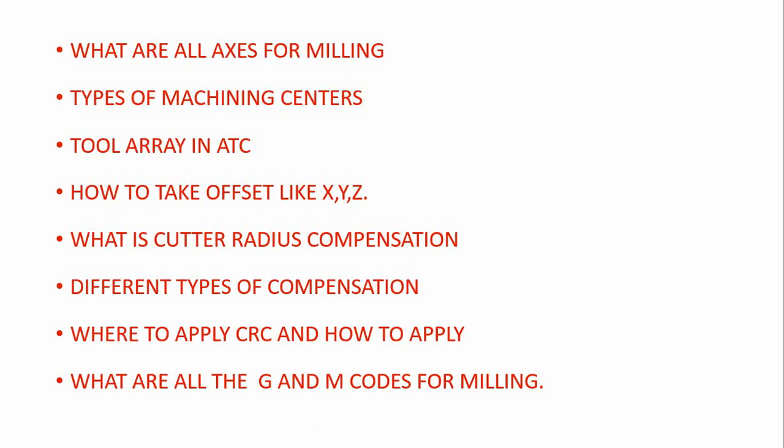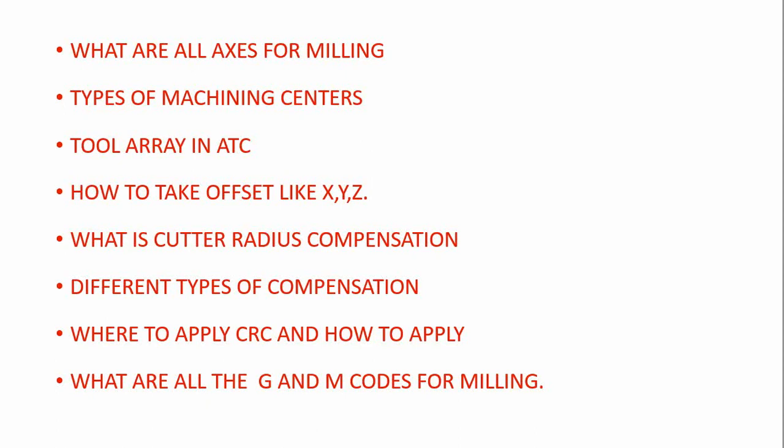Number 1 is axis notation. What are the axes we are using for milling operation, types of machining centers, and how the tools are arranged in ATC. ATC is nothing but automatic tool changer. How to take offset like X, Y, Z. Before starting the machine, after fixing the component, we have to take X offset, Y offset, Z offset. Then only the tool will follow our coordinate values.